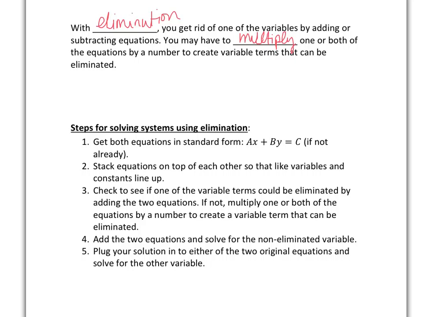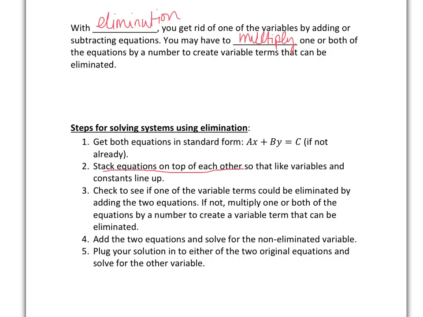The steps for solving systems using elimination. So I've written out these steps to help you. Number one, you want to get both equations in standard form, ax plus by equals c, if it's not already in that form. And then number two, you're going to stack the equations on top of each other so that the like variables and the constants line up.